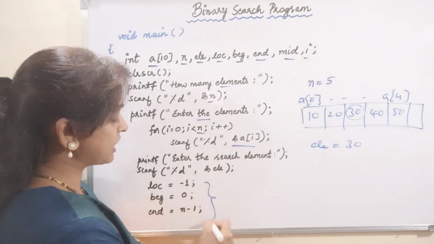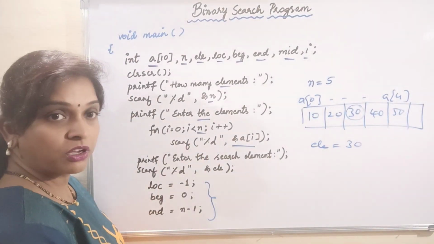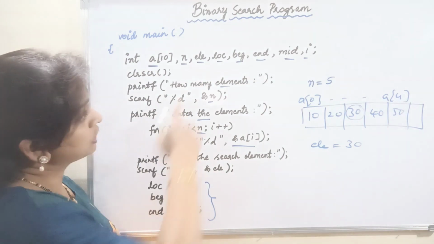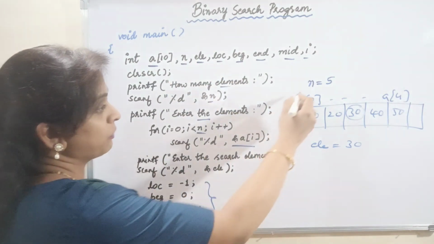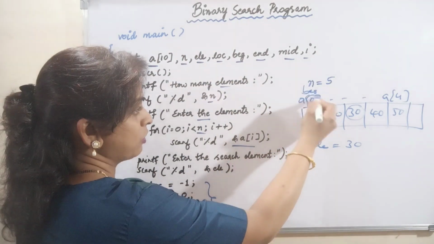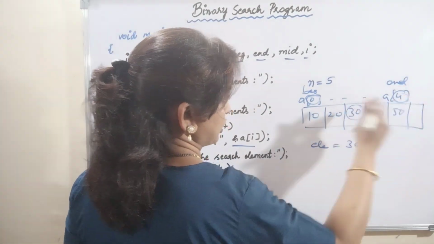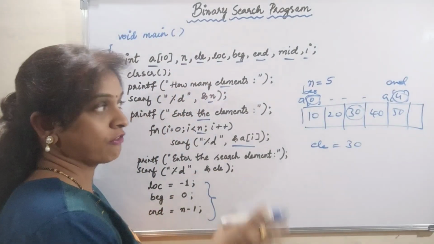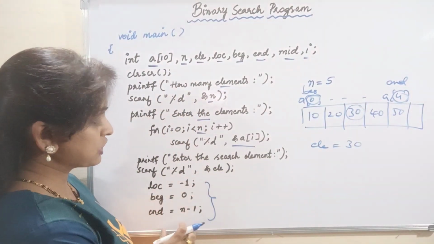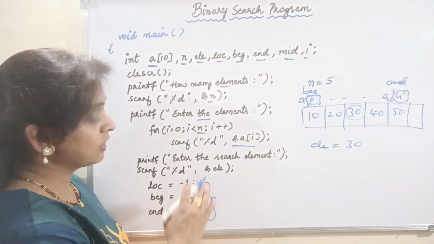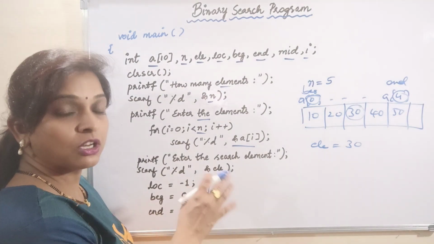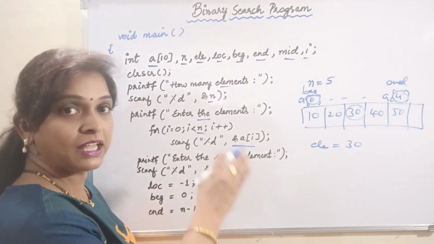Then some initializations we are going to do here, where we set the location to -1, beginning which is 0, and ending which is n-1. N is 5, 5 minus 1 which is 4, the last element. So some initializations we are going to do. Then we have to start the actual logic for binary search.